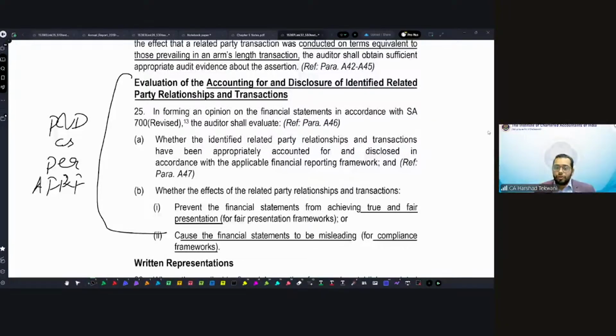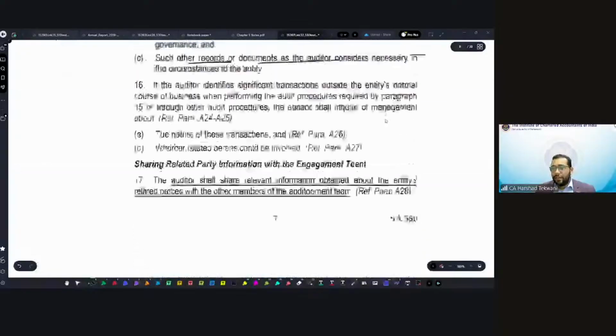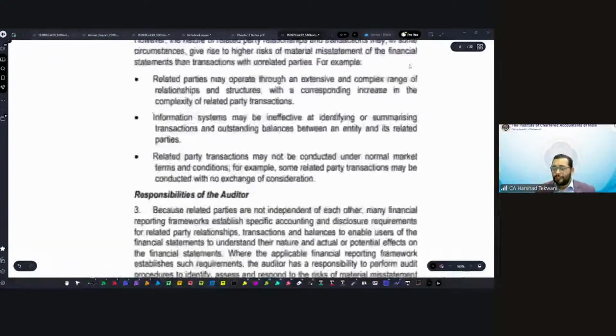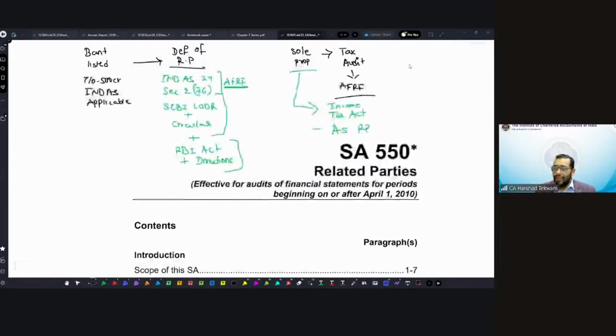Okay. So this is your SA 550, related party transactions or related parties. How to audit them? Any doubt on this part? Any doubt?